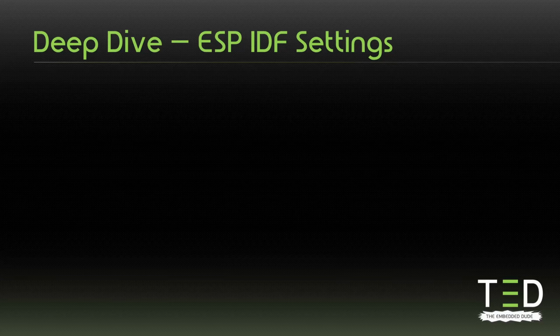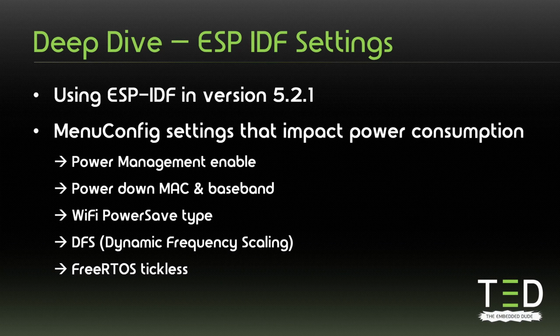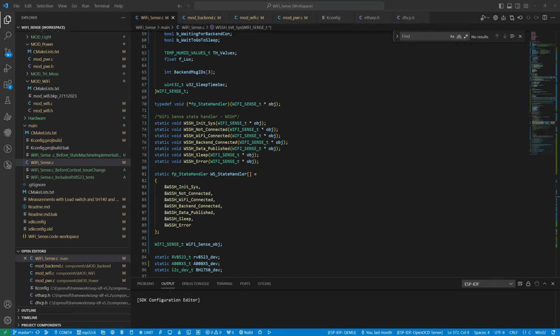Let's start by looking at the ESP-IDF settings I am using. I'm using ESP-IDF version 5.2.1. The menuconfig settings that impact power consumption are: power management needs to be enabled, obviously, the power down of the MAC and the baseband, the Wi-Fi power save type has to be set, dynamic frequency scaling has to be enabled, and FreeRTOS tickless has to be enabled. Let's look at them in more detail. So let's go through them one by one.